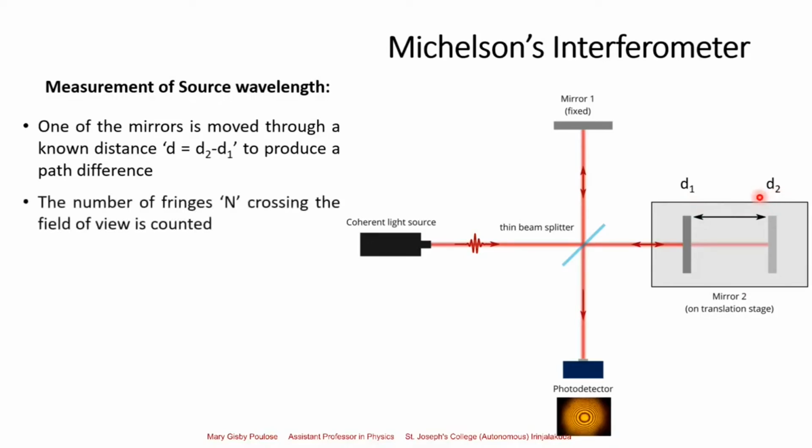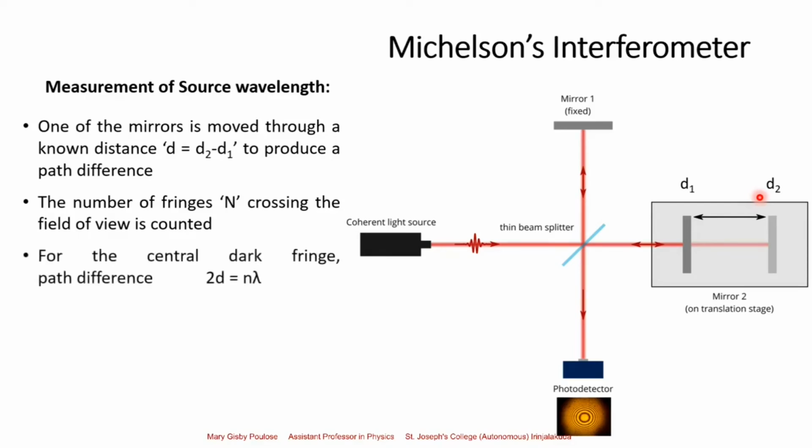So while you shift the mirror, what you see in the telescope is a number of fringes getting shifted across the cross wire. Okay, and you have to count the number of fringes. So let the number of fringes crossing the field of view be n.